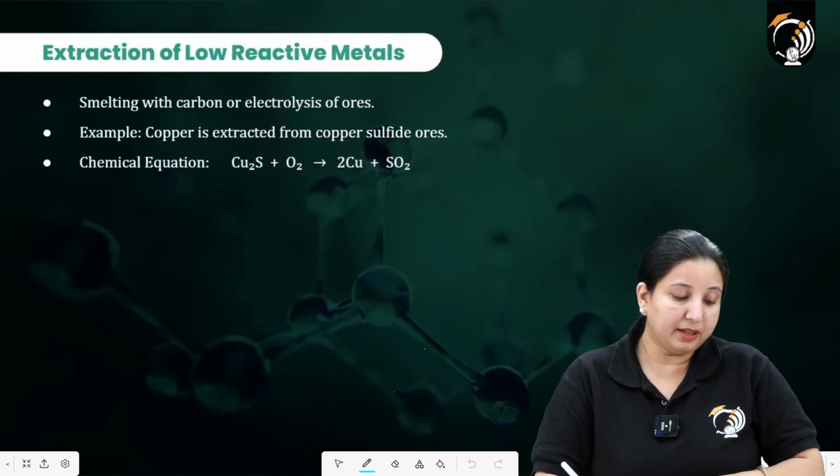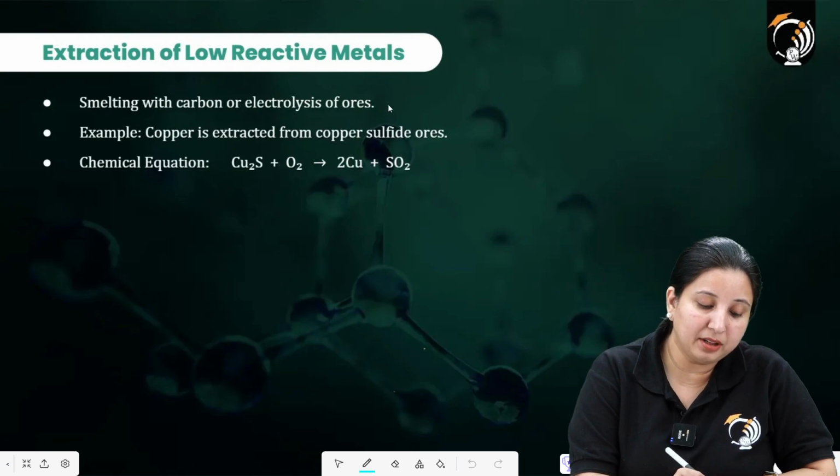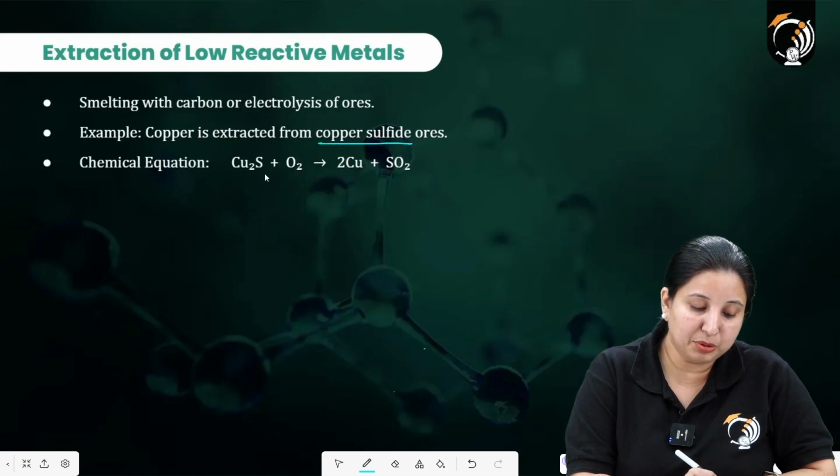Then low reactive metals are extracted by smelting with carbon or electrolysis of ores. Like copper is extracted from copper sulfide ores: Cu2S plus O2 gives you copper and SO2.